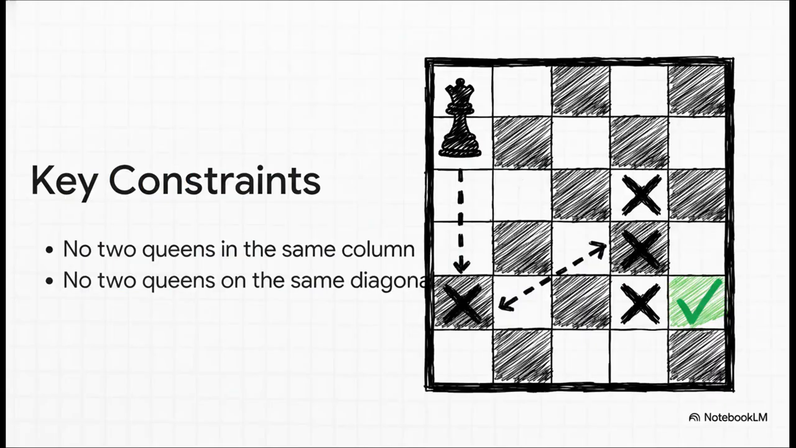Now, there's a really simple but powerful insight we use here. We decide to place queens only one per row. By just making that our rule, we've instantly solved one of the constraints. We can't have 2 queens in the same row. So our algorithm only needs to check 2 things at every step. Is this column already taken? And are the diagonals safe? That's it. If the answers are yes, we proceed. If no, we backtrack.